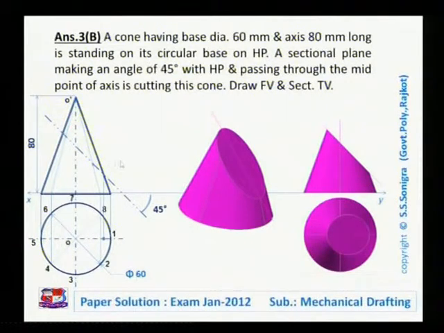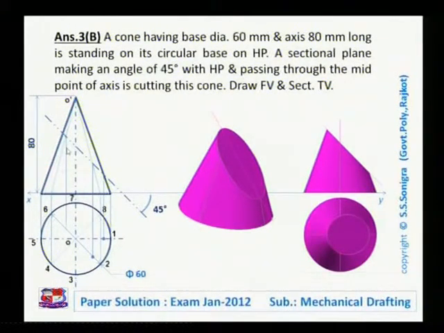Now find out another point, the intersection of generator O'2' and the cutting plane line. This point is the intersection between the cutting plane and the generator. From this point, draw a vertical line like this, and that vertical line will cut O2 at this point. So this is point number P2.